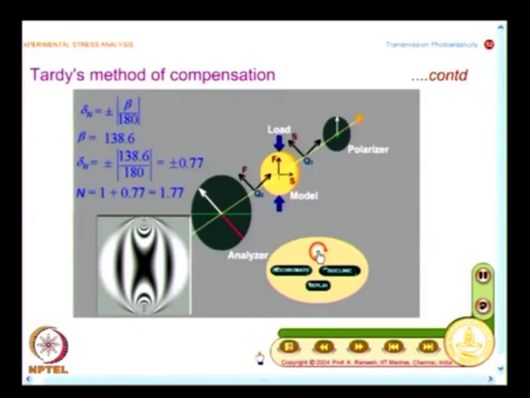So, now we have fairly understood the way the fringe orders move and how the analyzer helps in making the intensity at the point of interest 0, because we have always been looking, you have some intensity at the point of interest mainly because the model has not behaved like a full wave plate. So, for it to behave like a full wave plate, I need to add some retardation or subtract some retardation depending on which way I want to proceed.